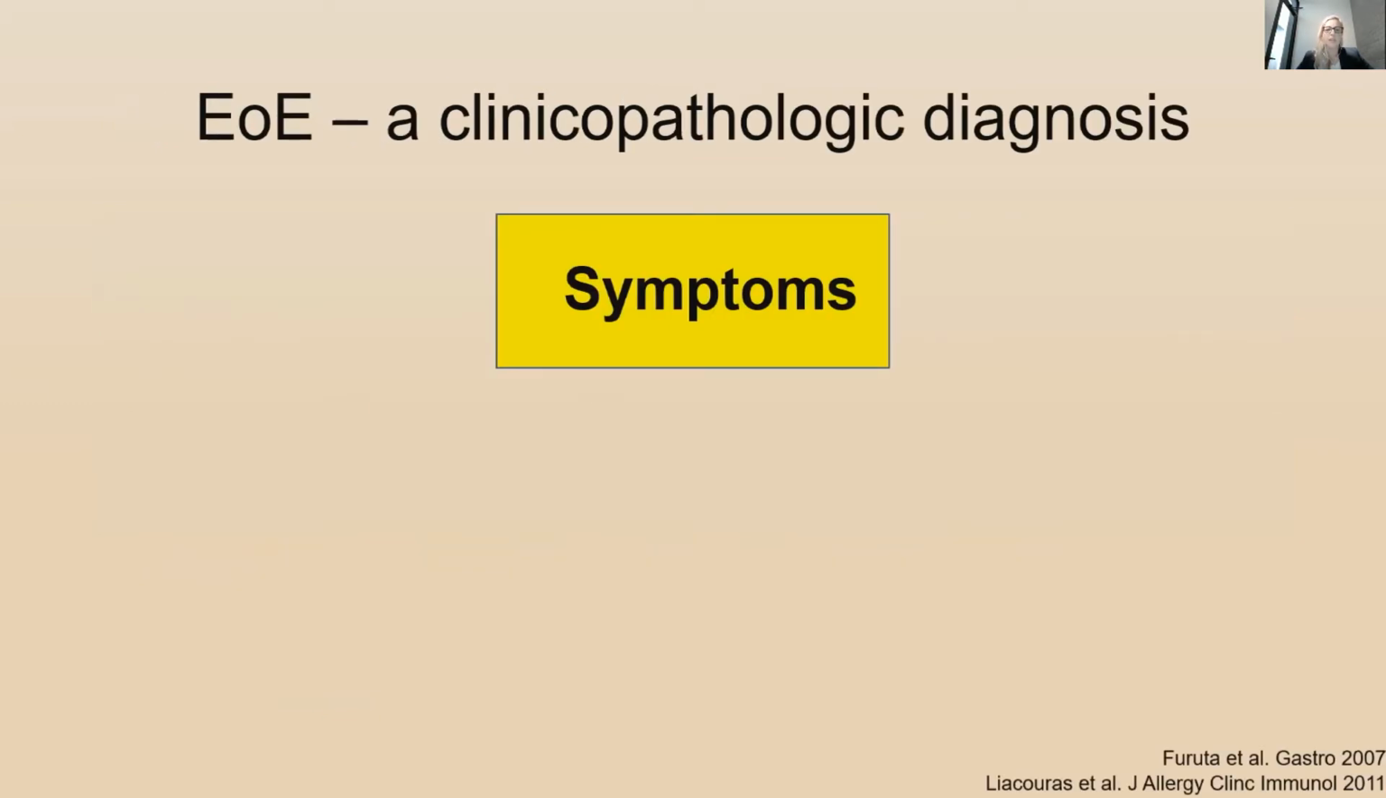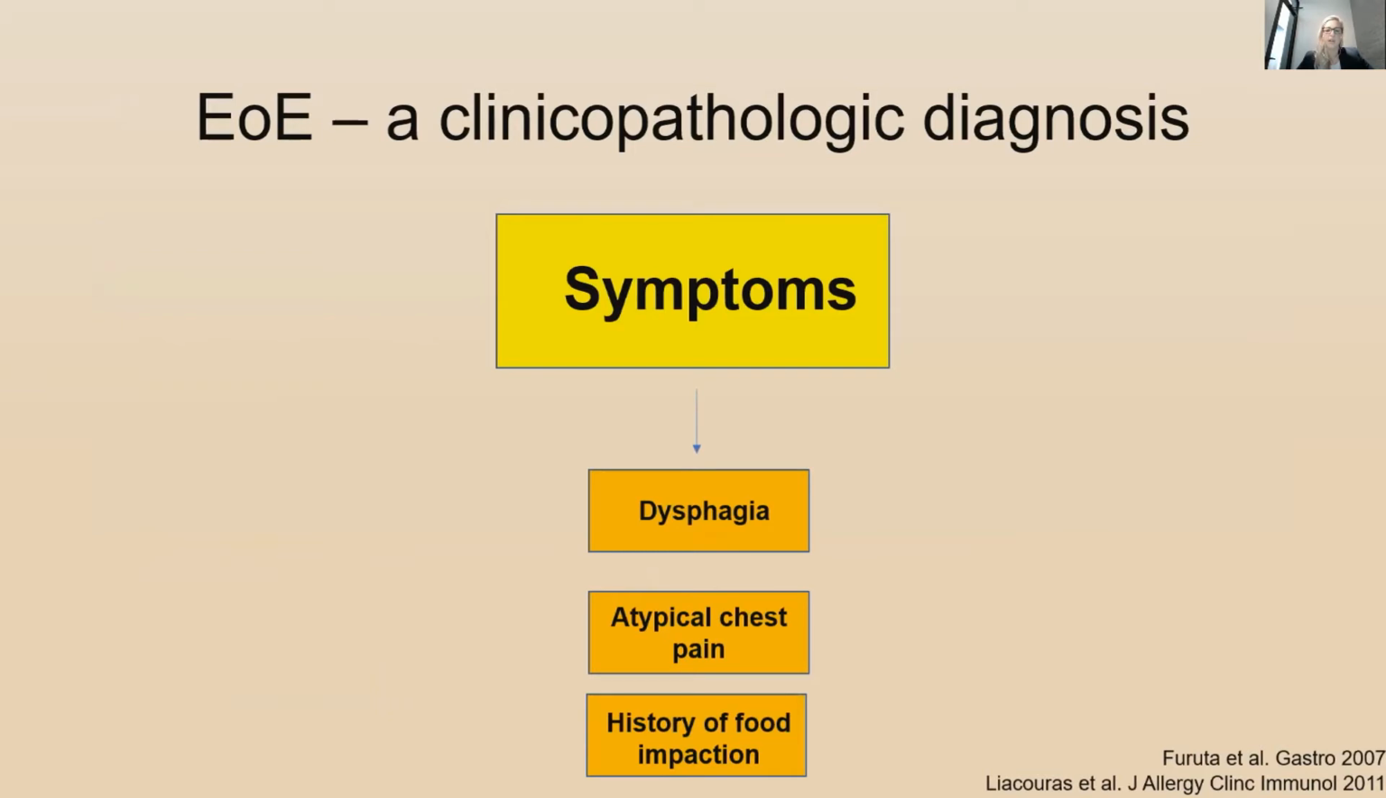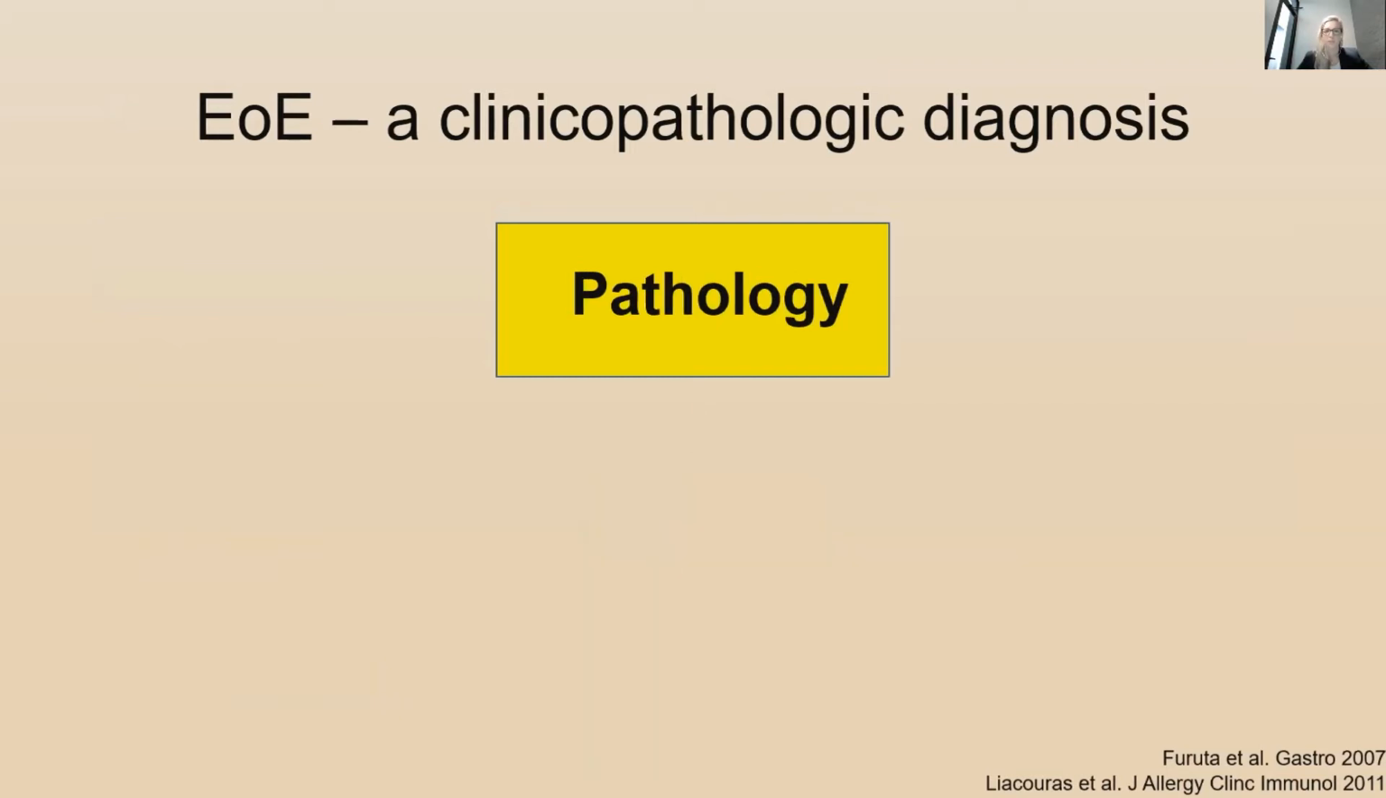So we think of EOE as a clinico-pathologic diagnosis, and first off, we want to evaluate symptoms. So symptoms commonly include dysphagia, atypical chest pain. Patients often have a history of food impaction. They sometimes can have heartburn as a symptom as well.